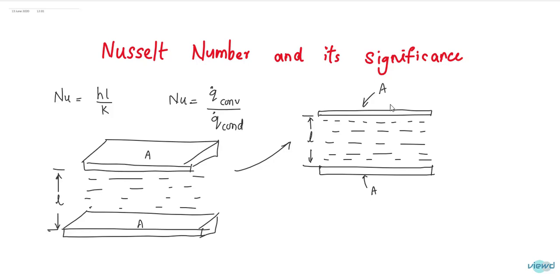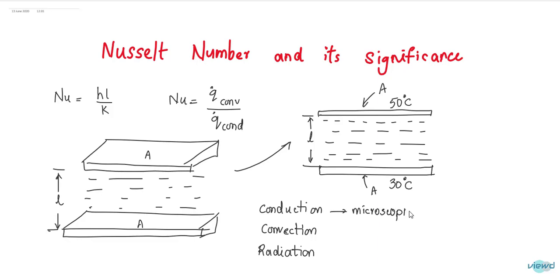Now if the temperature here is 50 degrees centigrade and here the temperature is 30 degrees centigrade, there should be a heat transfer. So how will the heat transfer be occurring? The modes of heat transfer are conduction, convection and radiation. So what is conduction? Microscopic heat transfer. What is convection? Bulk motion heat transfer.